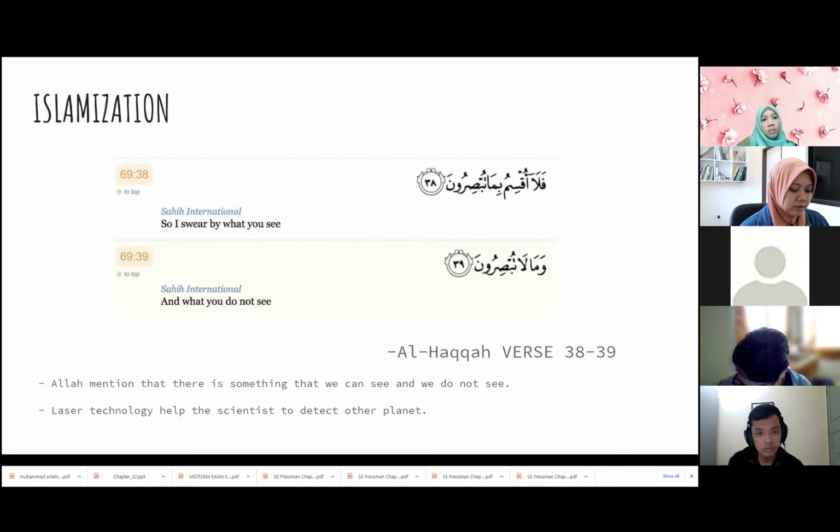with laser technology, it helps us to see what's far beyond our eyes. And in this verse, Allah does not deny that there is something we were not capable of seeing before. So there's a chance for us to see something that we were not capable of seeing before. With knowledge and technology, laser technology enables us to see the planets far, far away. And that's all for my summarization part.